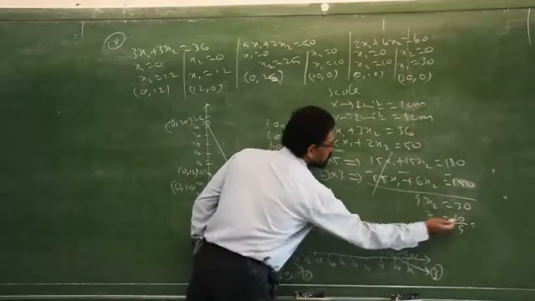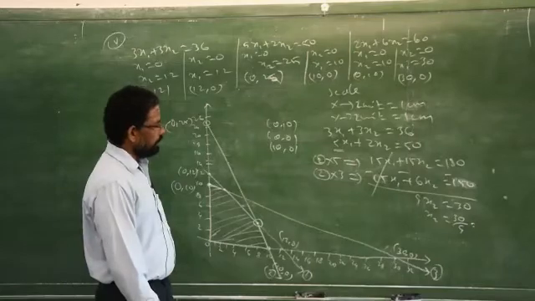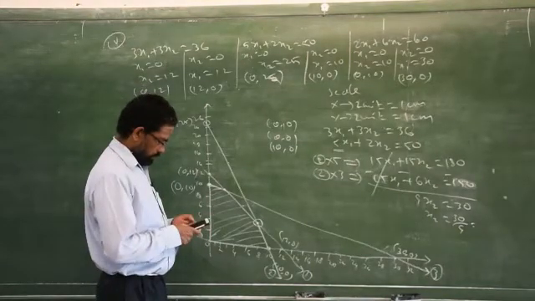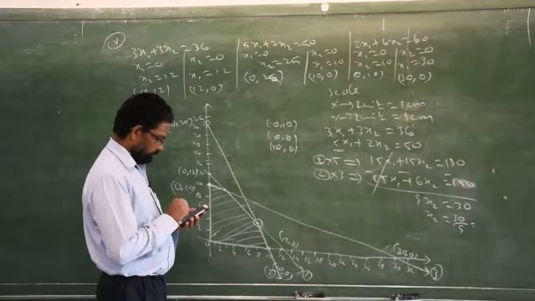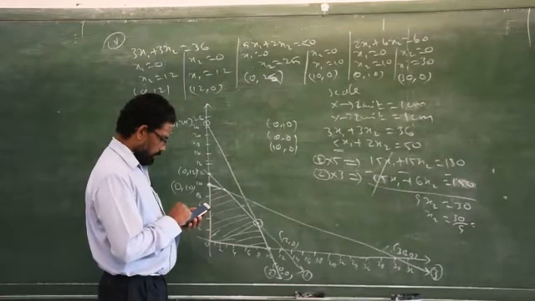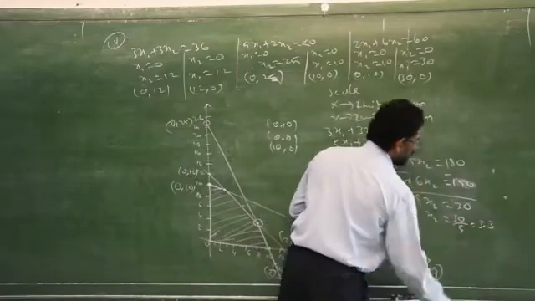After finding x2, you have to replace it in the place of x1. We will check now. 30 by 9, which will give 3.33. So you have to take 3.33.